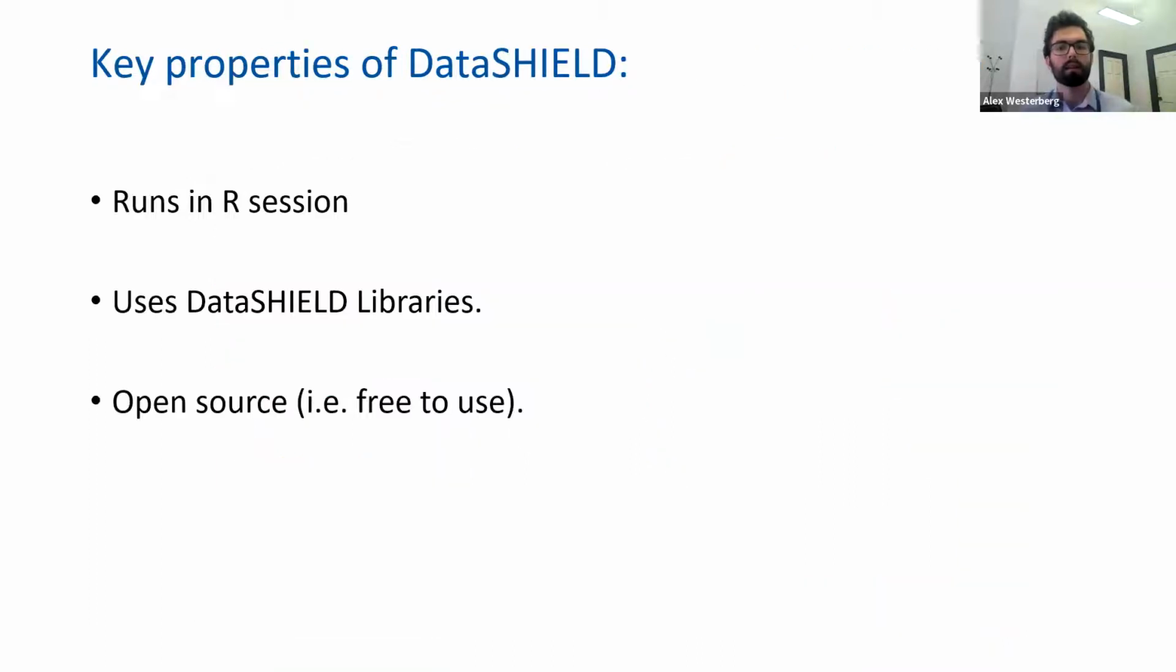So, some key properties of Datashield are that it runs using the R language. The analyst sends commands from an R session using installed Datashield libraries, and then the servers, which also run Datashield libraries, receive the commands, conduct the analysis, check it's not disclosive, and send back the results. And lastly, it is open source, so this means that our code is freely available on the internet through GitHub for you to actually go and have a look, and even to download and modify if you want to do.